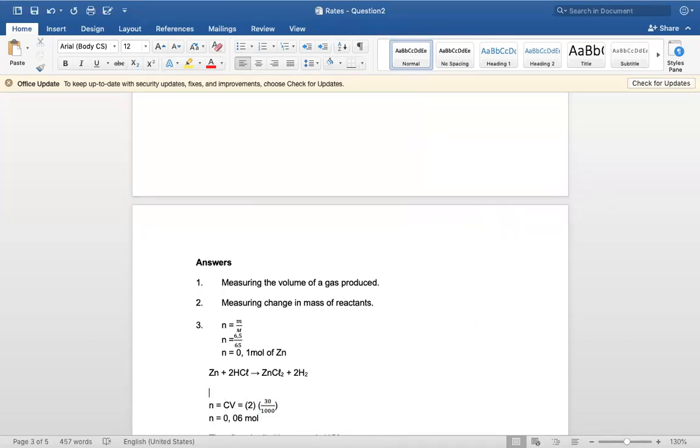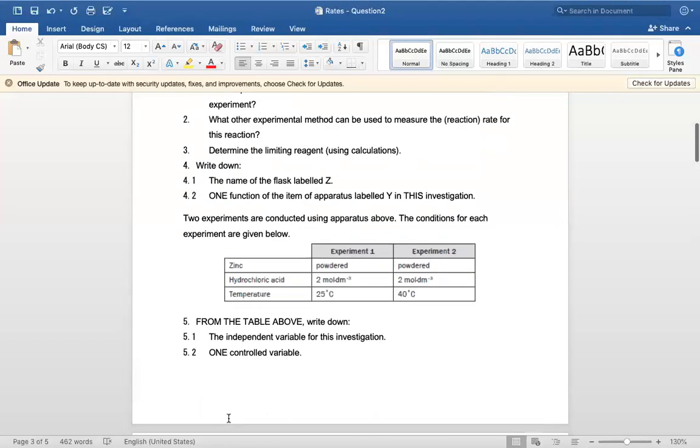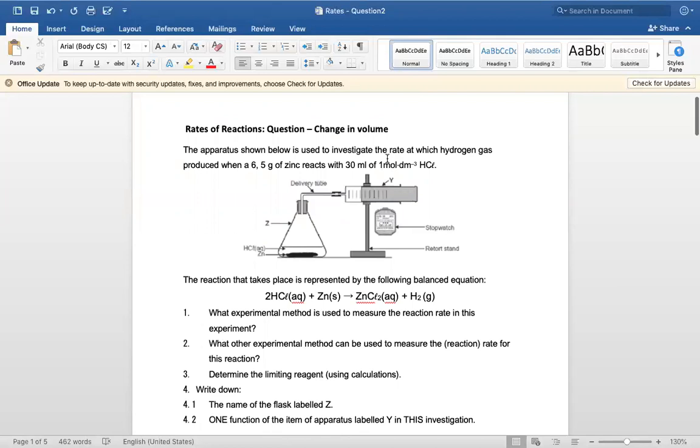So the number of moles of hydrochloric acid is equal to 0.2 mole HCl. All right. And now we've got the number of moles of HCl. Now what we can do, we can say n is equal to C times V. According to this, we've got our volume, and we've got 30 cm³ of HCl and 1 mole per dm³.